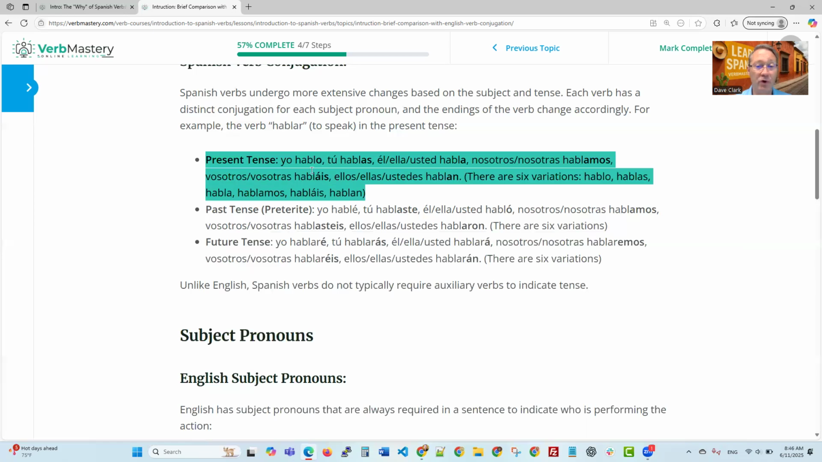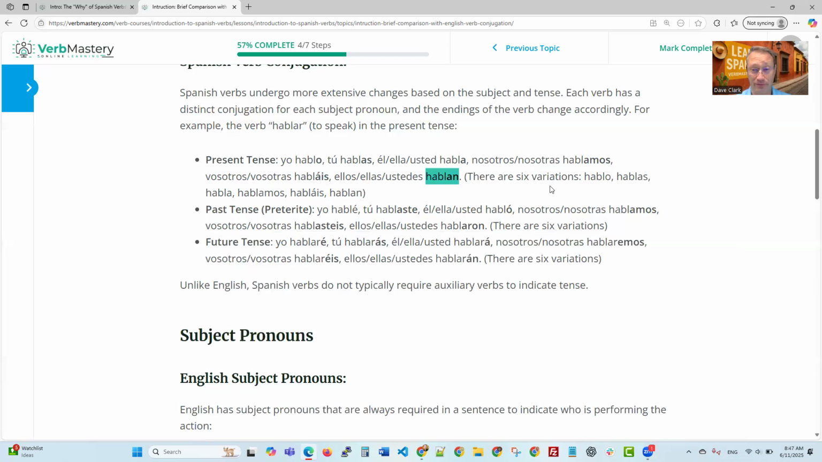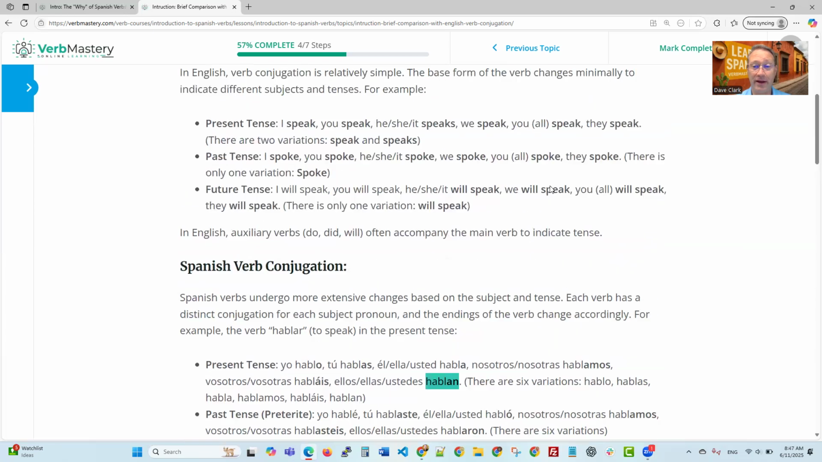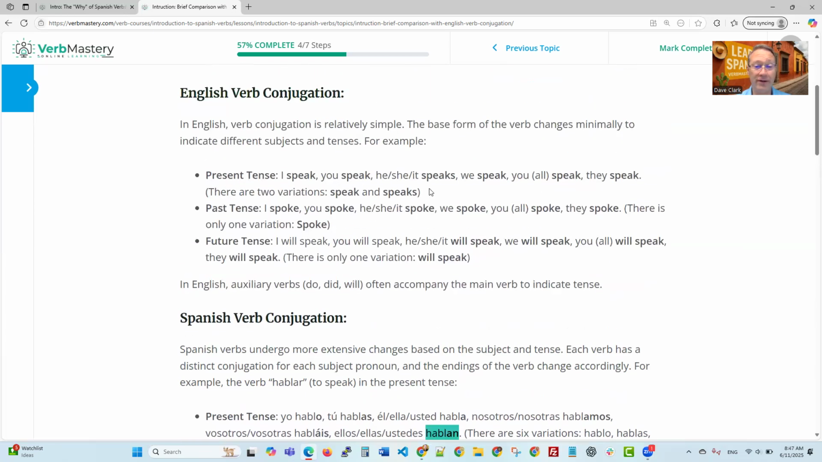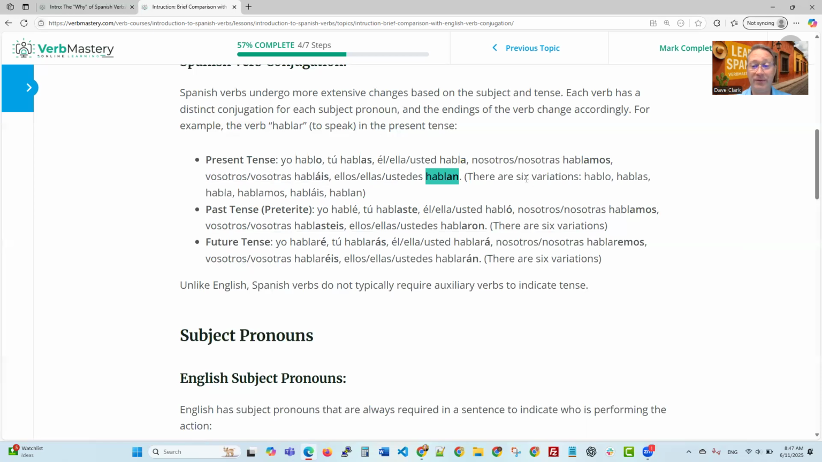Present tense. Yo hablo, tú hablas, él, ella, usted habla, nosotros or nosotras hablamos, vosotros or vosotras habláis, and ellos, ellas, and ustedes hablan. There are 6 variations, unlike English that only had 2 variations in the present tense. Spanish has 6 variations. Hablo, hablas, habla, hablamos, habláis, hablan.